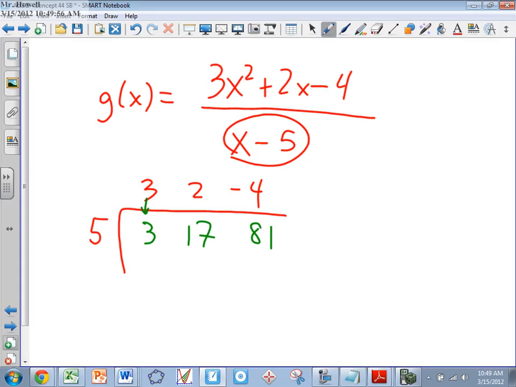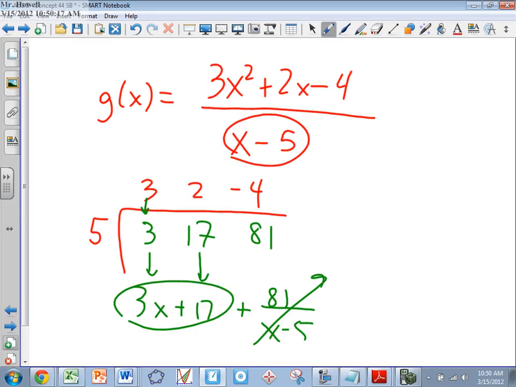Now, does the 81 even matter? No. Why? The 81 is what again? The remainder. And we said ignore the remainder for now. I'll explain why in a minute. So I rewrite this now as 3x plus 17 plus 81 over x minus 5. But again, I'm going to ignore this for now, and we'll explain why in a minute. Go ahead and graph this with your original. Again, graph this with your original.